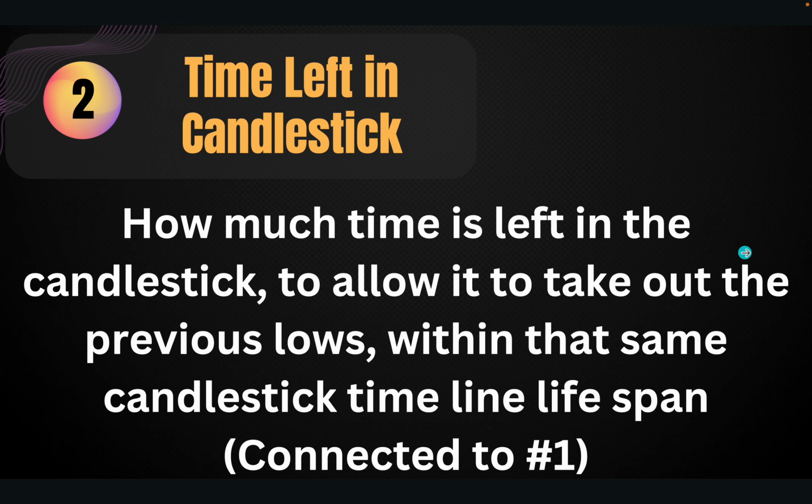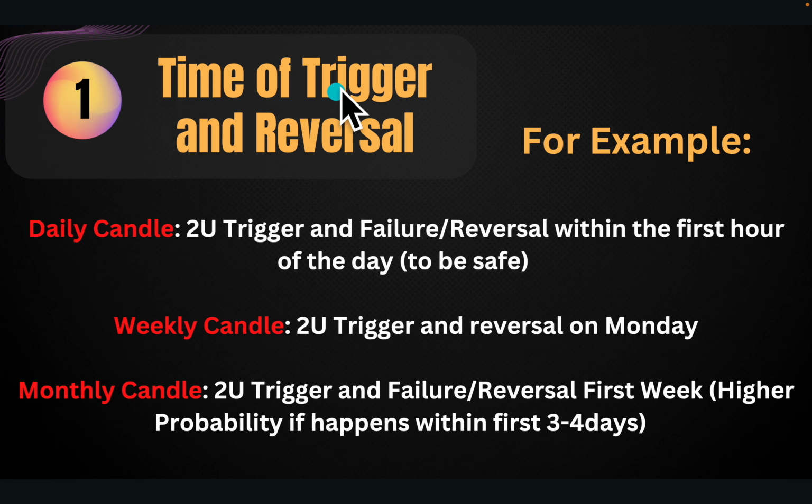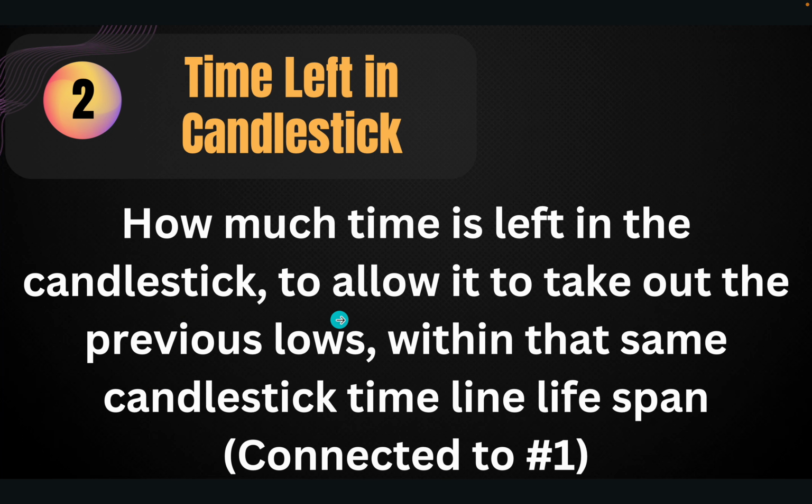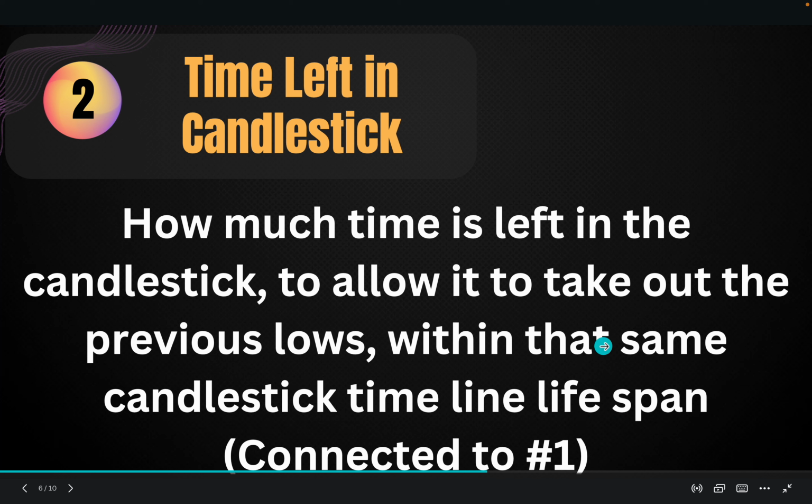So number 2 is time left in the candlestick, and this one plays into number 1, right? When was the trigger? When was the trigger and reversal? And then how much time is left in the day, the week, or the month to allow the reversal to continue, right? So number 2 is time left in candlestick. How much time is left in the candlestick to allow it to take out the previous lows or highs within that same candlestick timeline lifespan, right?